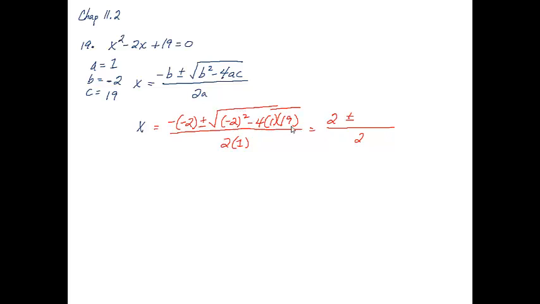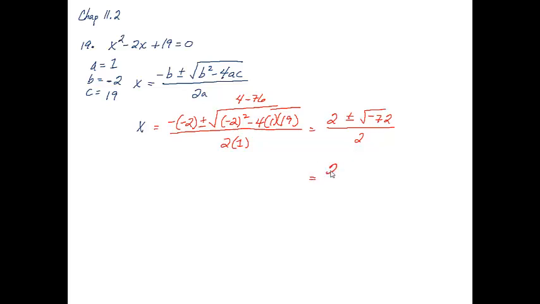This becomes 4 minus 76, yep, which becomes negative 72. So now we have negative 2 plus or minus the square root of negative 72, all over 2.